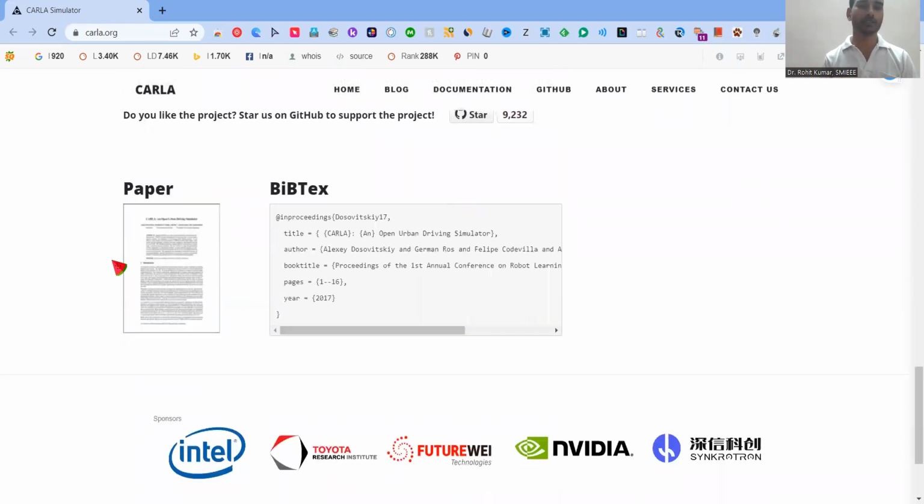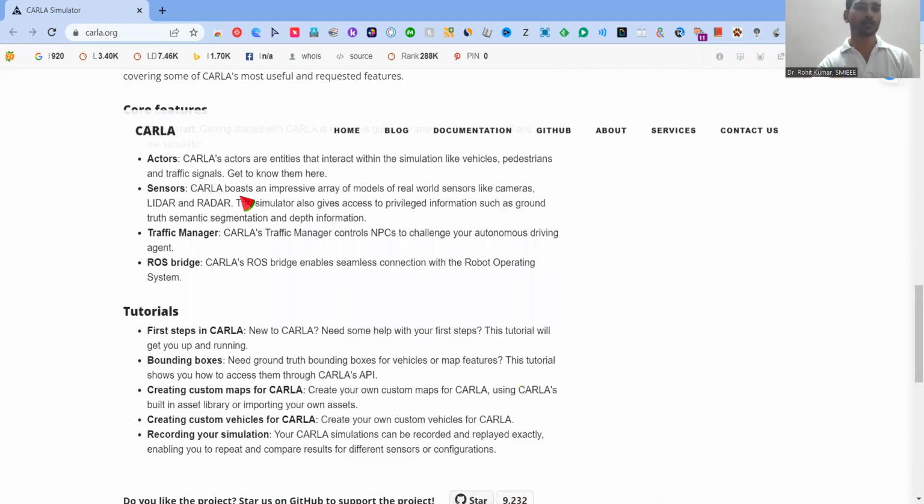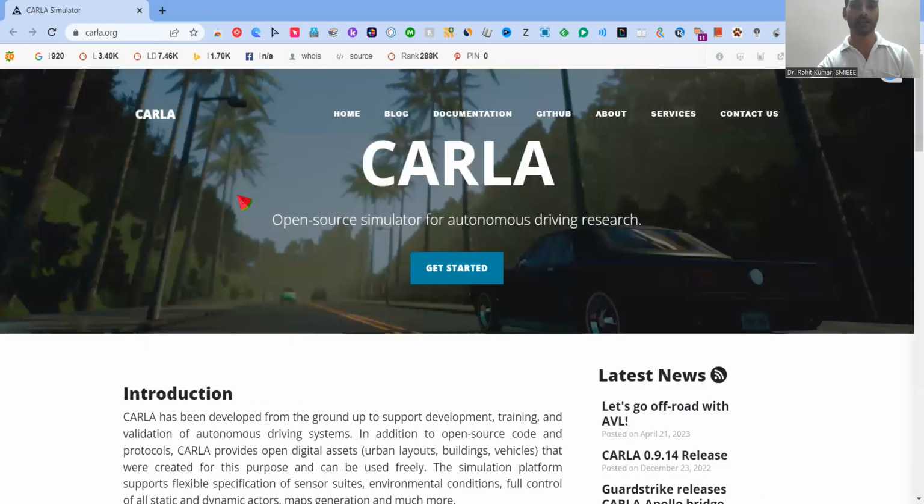Coming to the base paper, they have discussed the base paper and the related BibTeX citation information is also given over here. As an ethical note, whenever you are using this particular simulator or the related paper, in whichever way you are using it, you should give due credit to the original authors. That's the basic ethical guideline. So that's all from my side for CARLA.